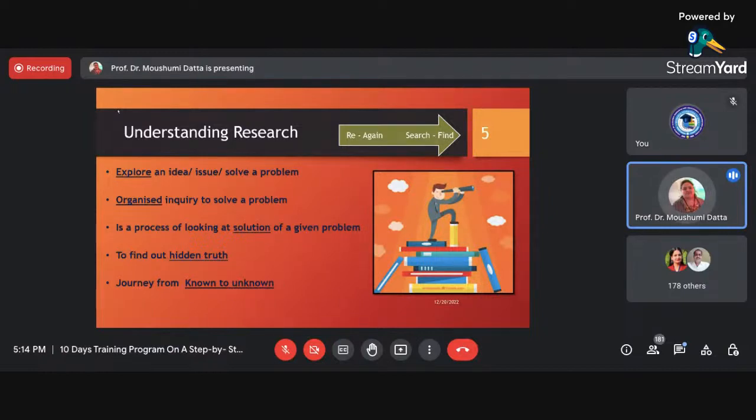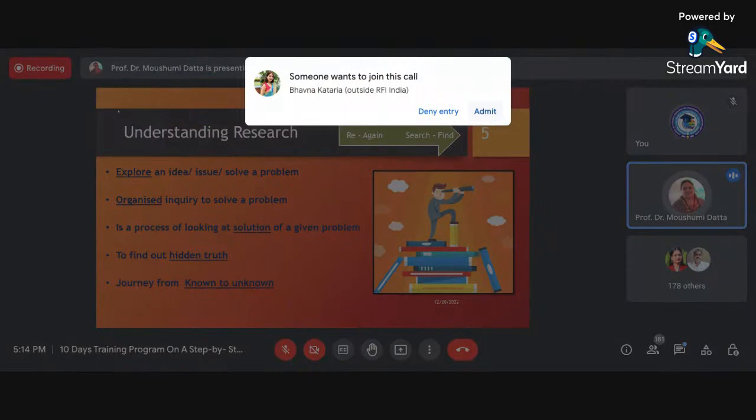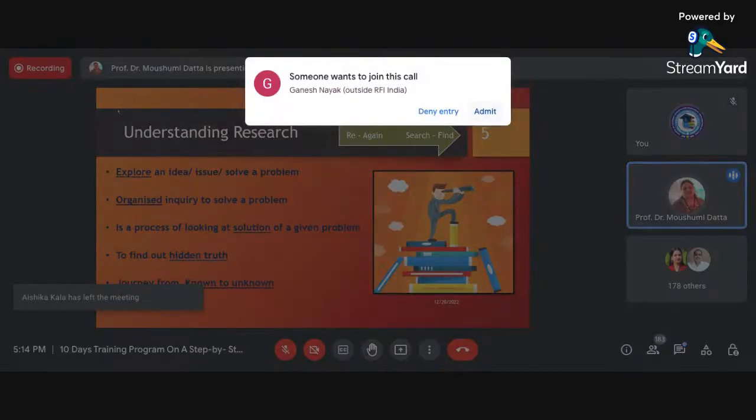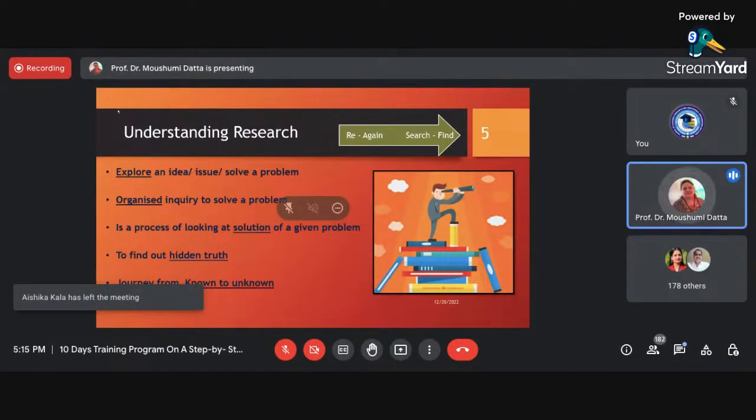When you want to solve a problem, you really have to go inside the problem and find the solution. In research, we solve the problem in a very organized manner. A research which cannot solve a problem, cannot give a solution, is not research at all. In research, you find the truth where others cannot. So we can say in a single sentence, research is the journey from the known to the unknown.